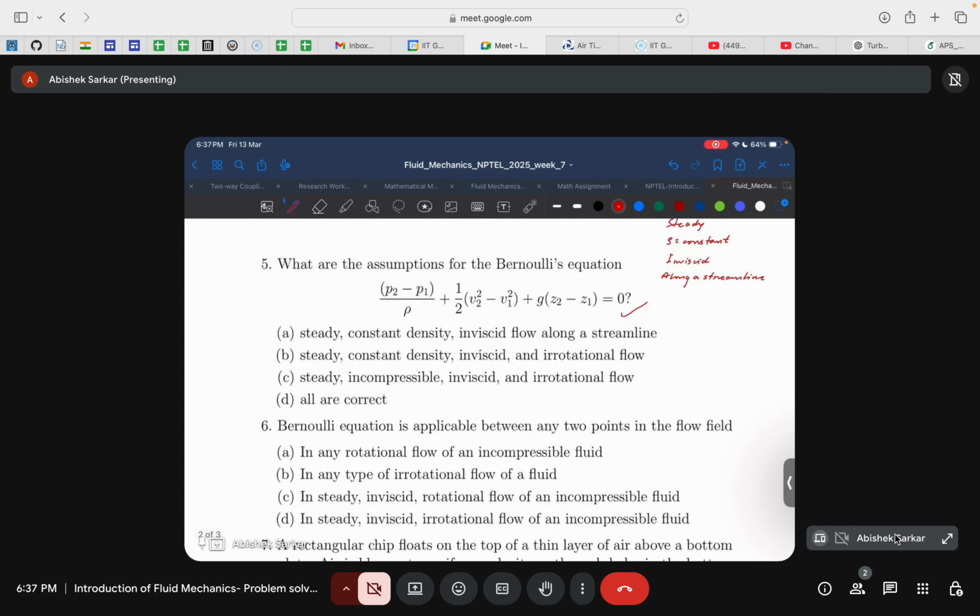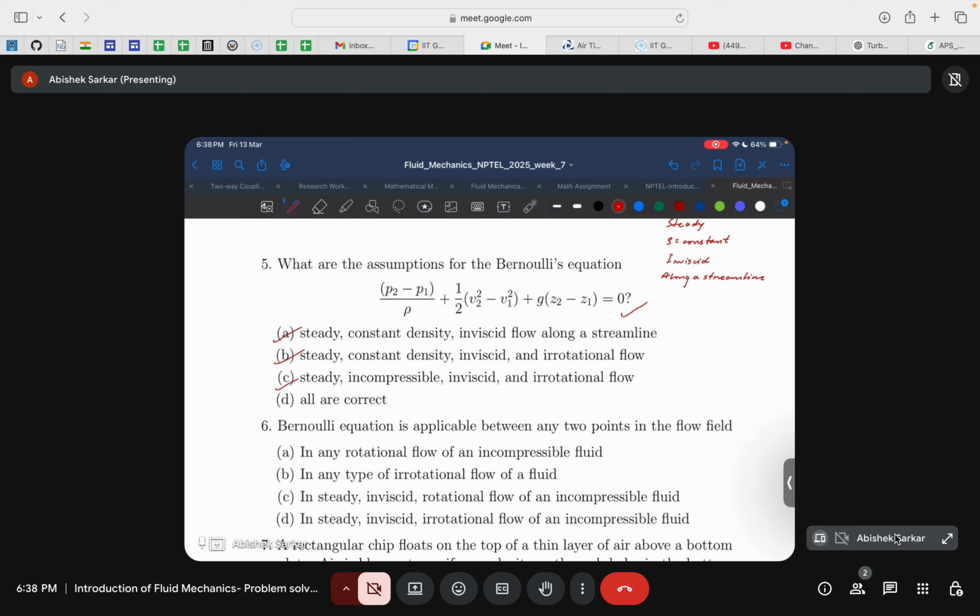Option A seems correct. Steady, constant density, yes, this form is correct. For irrotational flow also it is correct, right? For steady incompressible flow in this case, correct, because you can then apply this equation to any two points in the flow field. Option C is also correct.